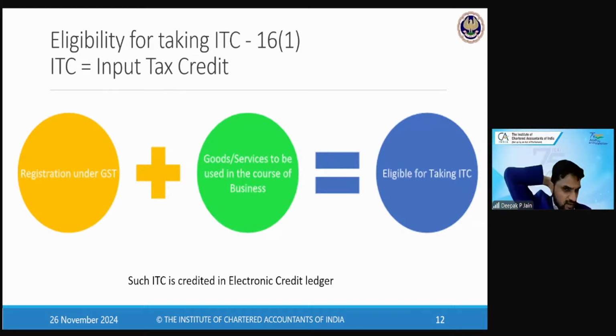Okay. So the first condition to claim credit is that you should be registered and the goods or services should be used in the course of business. Only if these two conditions are satisfied, then you are eligible to take the credit. That is all which is covered under section 16(1).